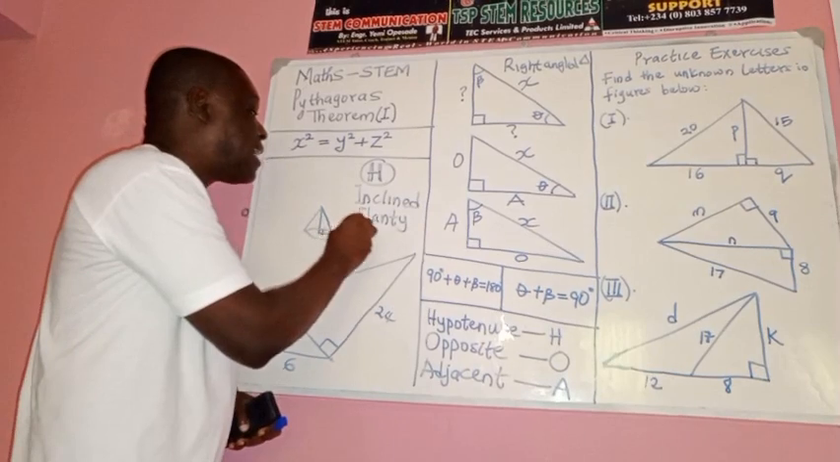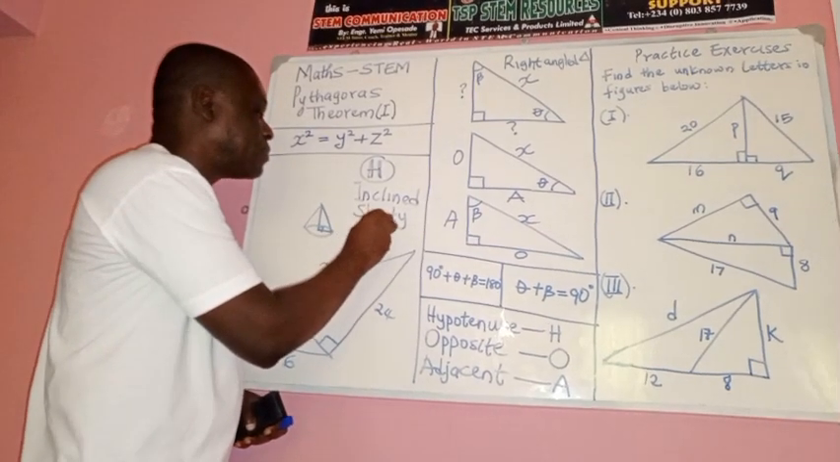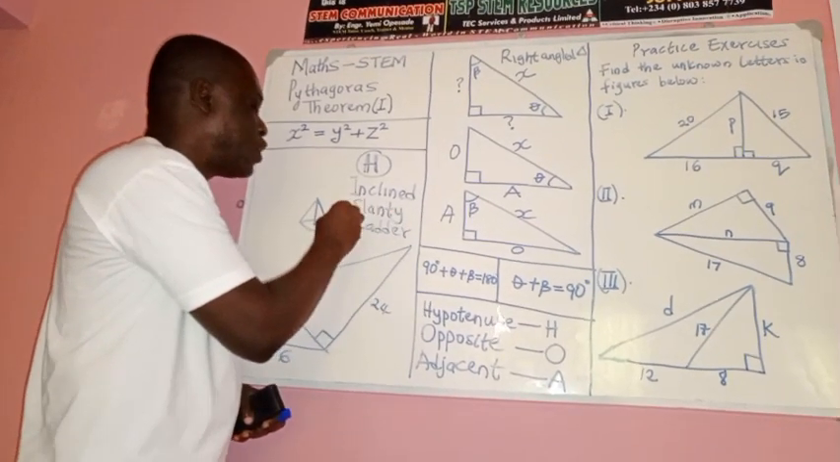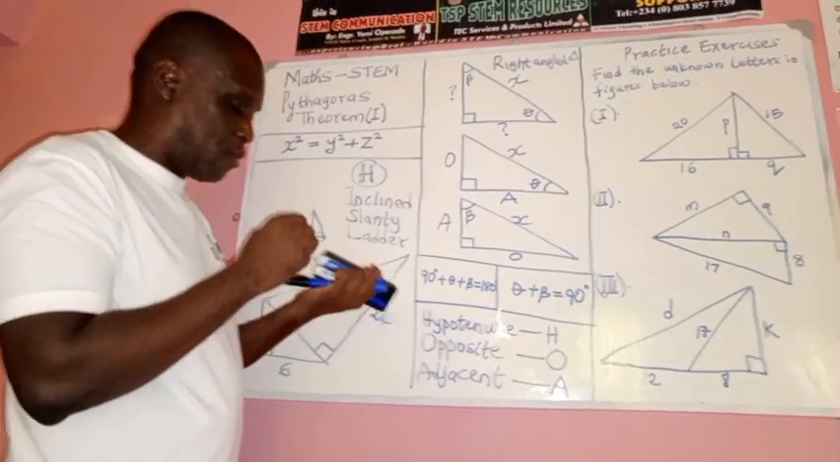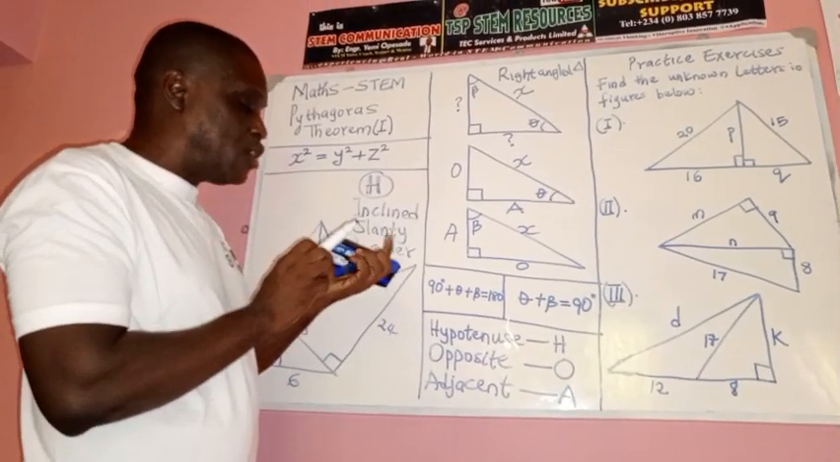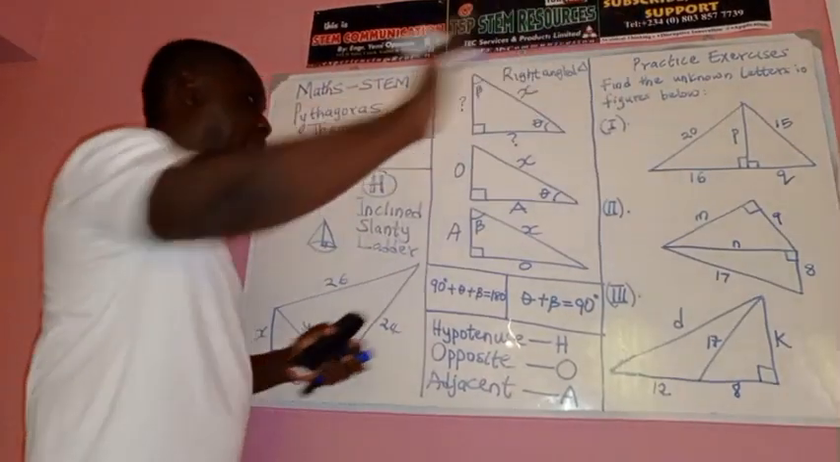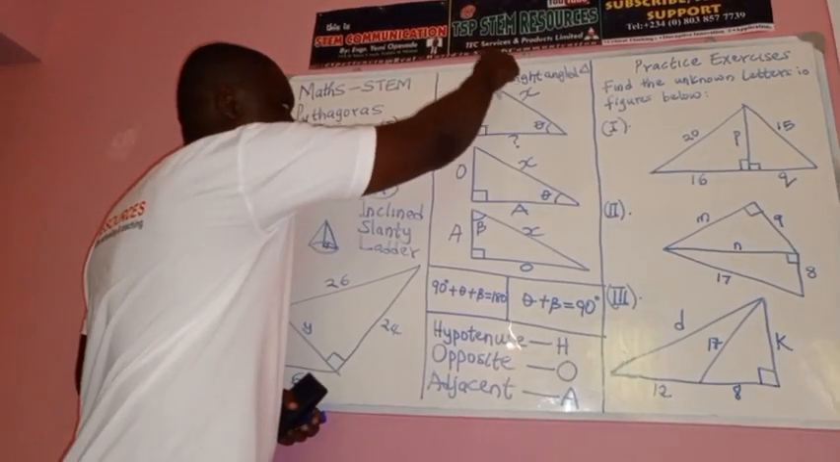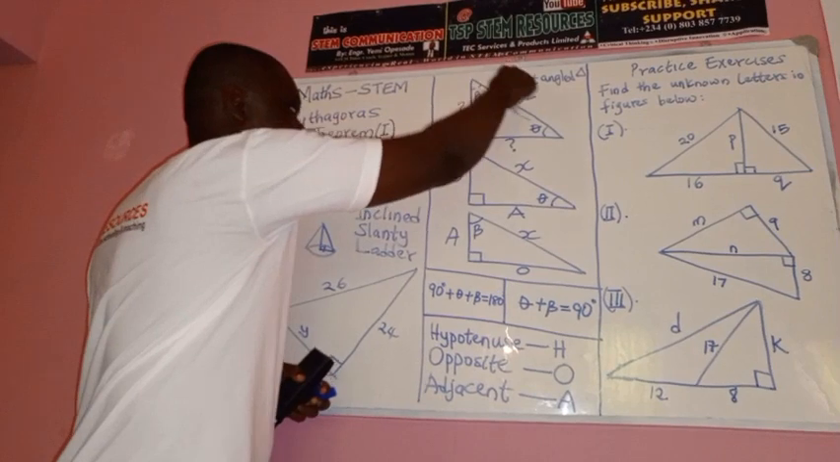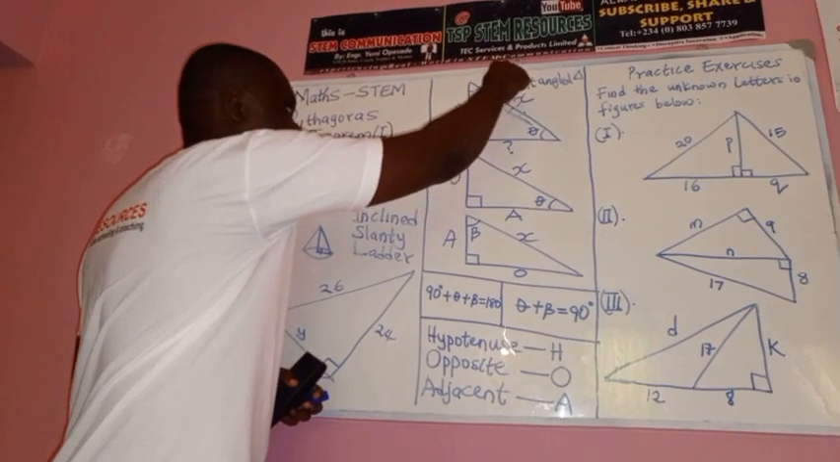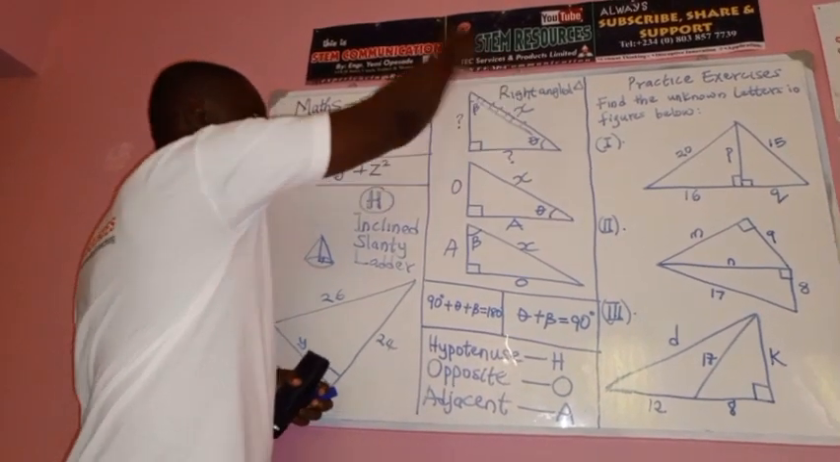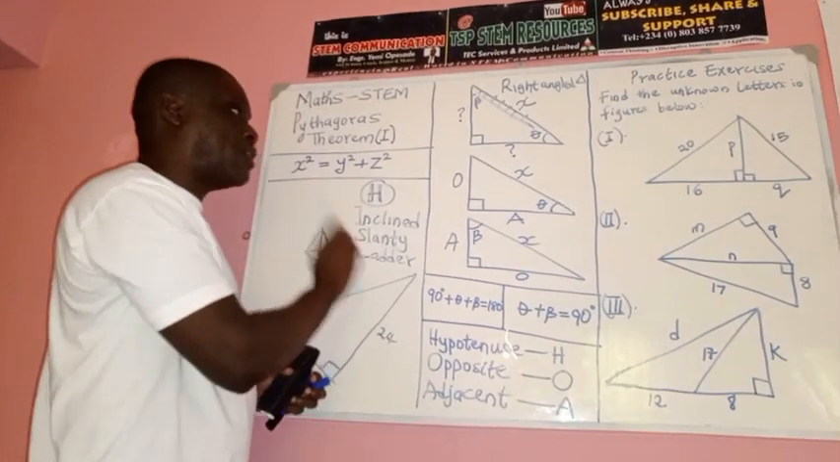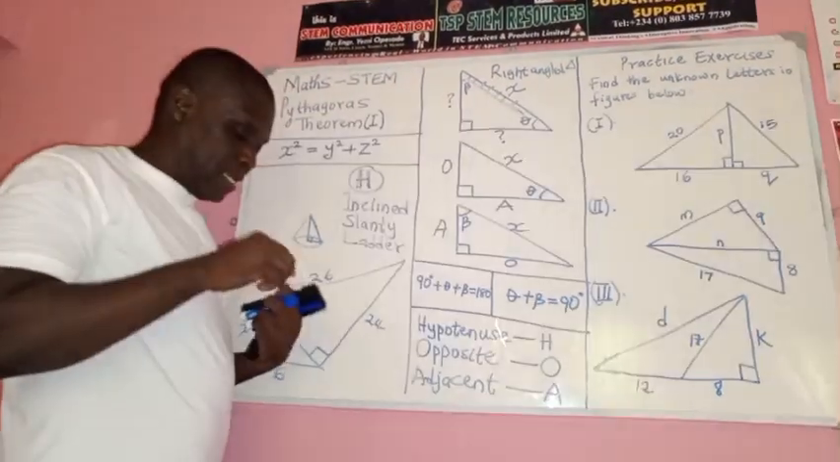Some people even call it the ladder side. When you want to climb the roof of the house, you have to place your ladder against the wall and it forms an inclined shape like this. You can see the ladder and you'll be able to climb. That's why the hypotenuse side is also called the ladder side.